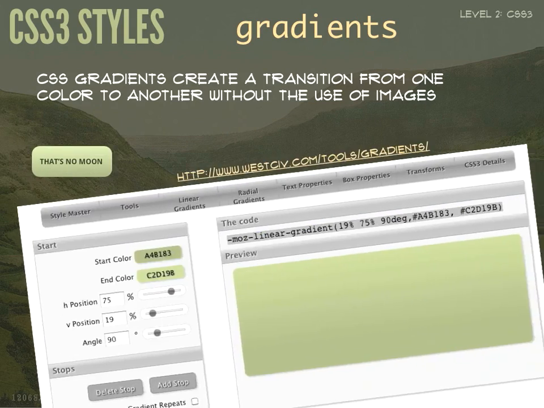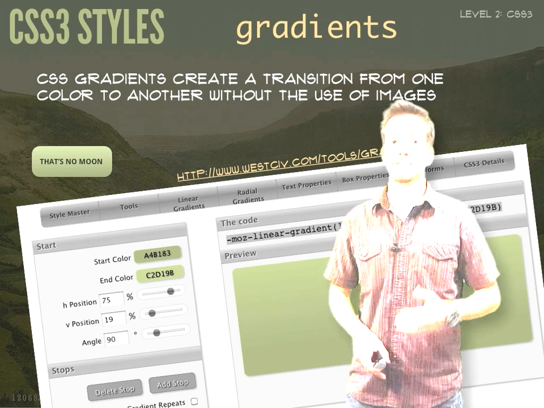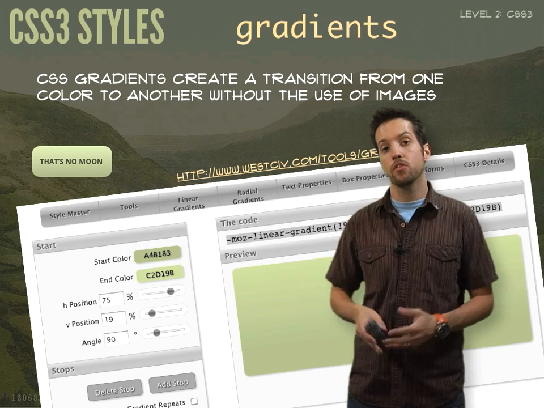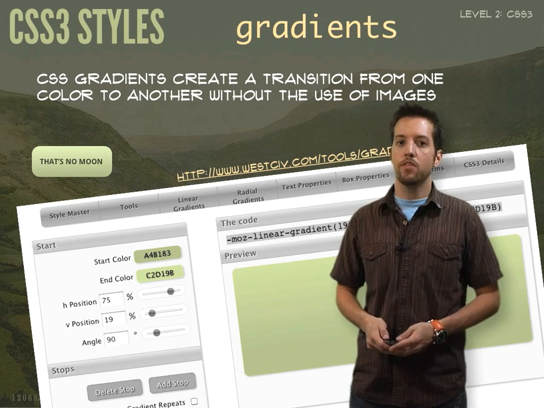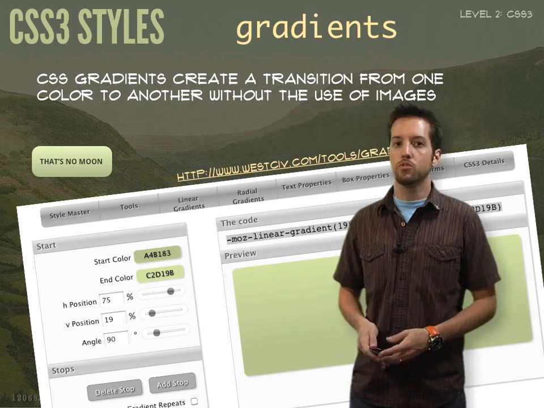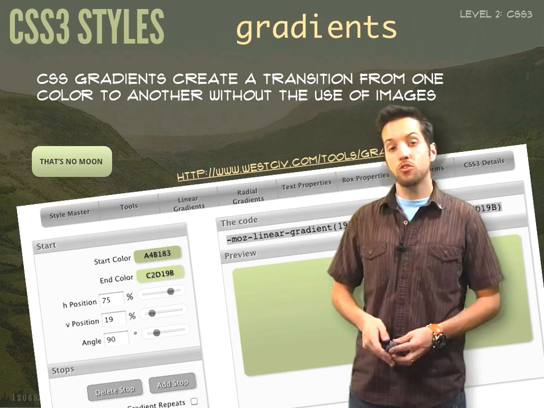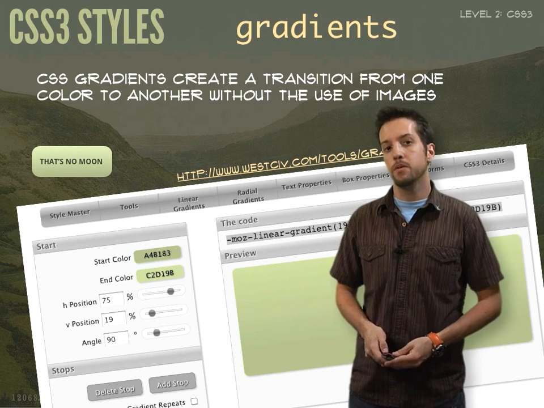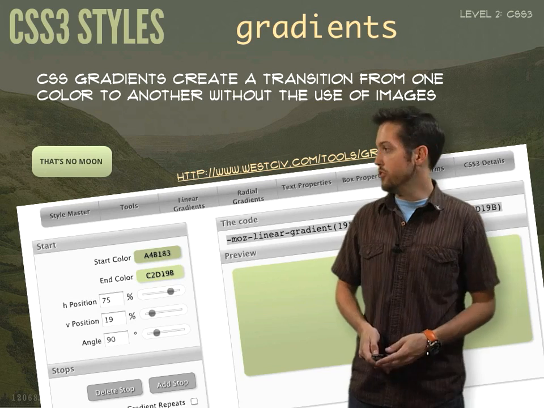So we have our sample image here, That's No Moon. Now the syntax for this property is a little unintuitive and it actually renders differently in each browser. So I found that the easiest way to generate CSS gradients is to use a pretty cool little tool from John Alsop. He's created an editor in which you can just input your colors and it automatically spits out the CSS code that you need to put in your style sheet.